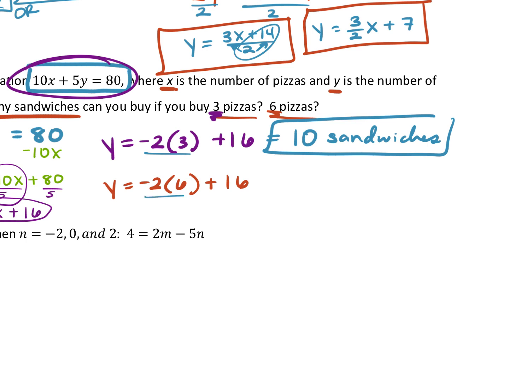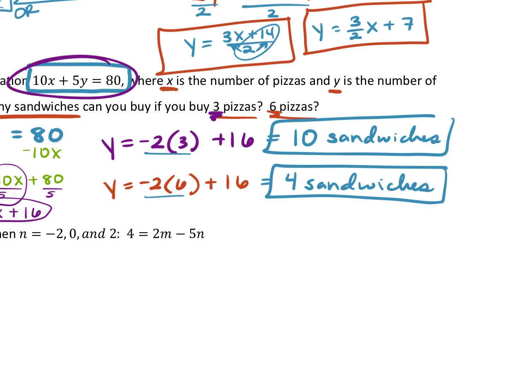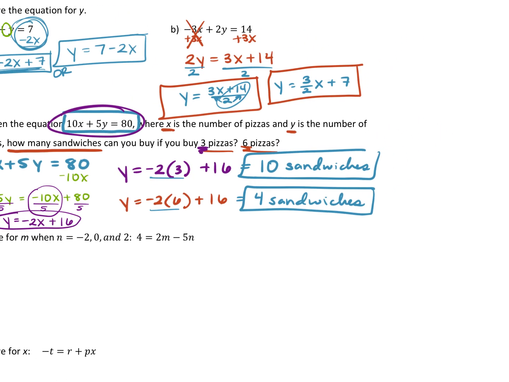This one, negative 2 times 6 is a negative 12 plus 16. So 6 pizzas you could buy, sorry, plus 16. Did I say the wrong thing there? 4 sandwiches. Does that make sense? Okay.